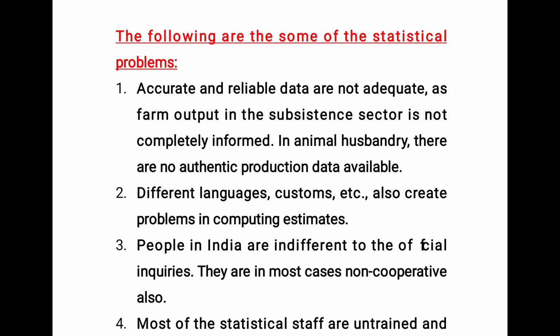So you can see some of the problems while we calculate the statistics. Accurate and reliable data is not adequate, as farm output in the subsistence sector is not completely informed. In animal husbandry, there is no authentic production data available. Animal husbandry, cattle rearing, all these are there, but there is no authentic production data as such. So this data is not true and cannot be taken into consideration.